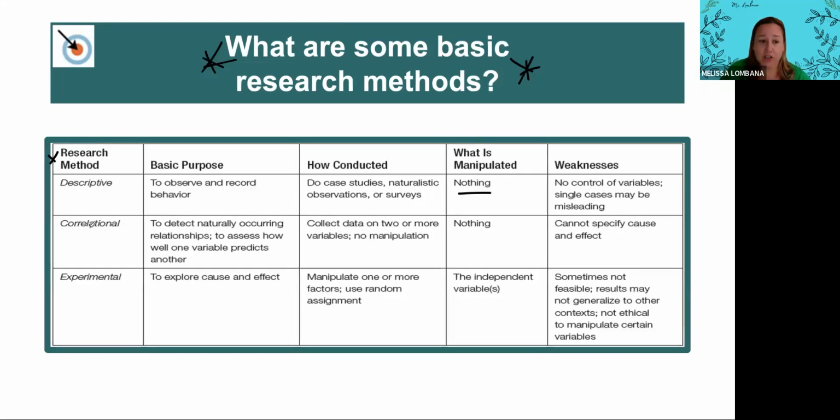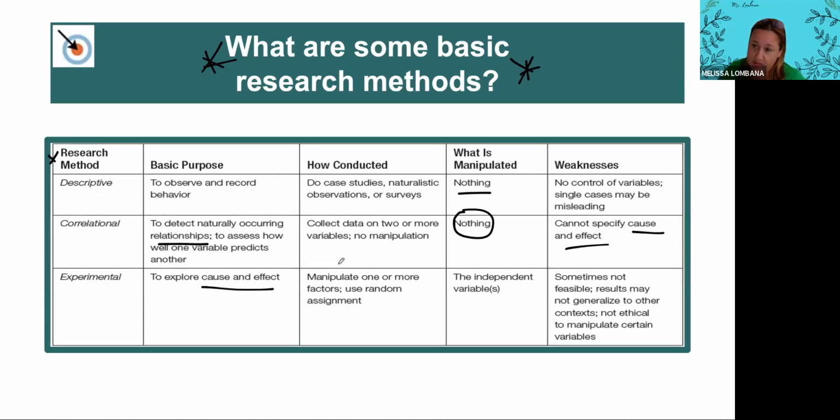Then we go into correlation, and correlation is basically to see if there is a relationship between two variables, and this is going to help us predict people's behavior, or any type of prediction, if there's a strong correlation, obviously. So how do we do this? They collect data between the two variables, and what gets manipulated? Nothing. They just want to see if there's a strong correlation between them or not. Okay, and of course, it does not tell us cause and effect. The only one that can tell us cause and effect is the experimental.